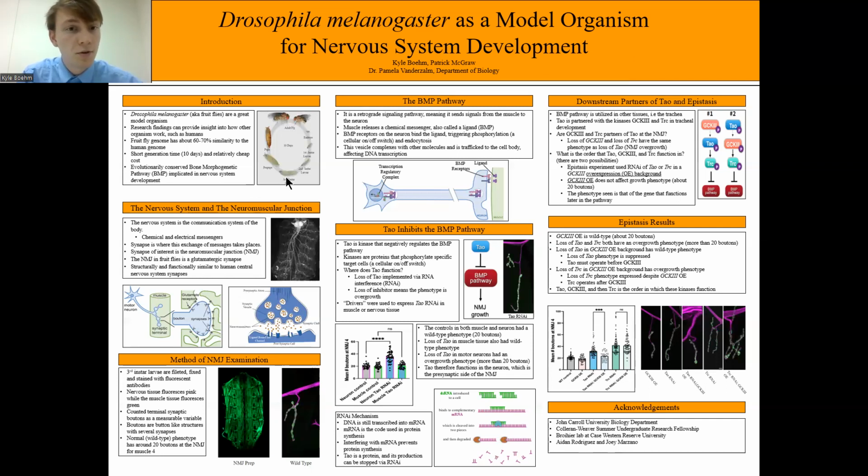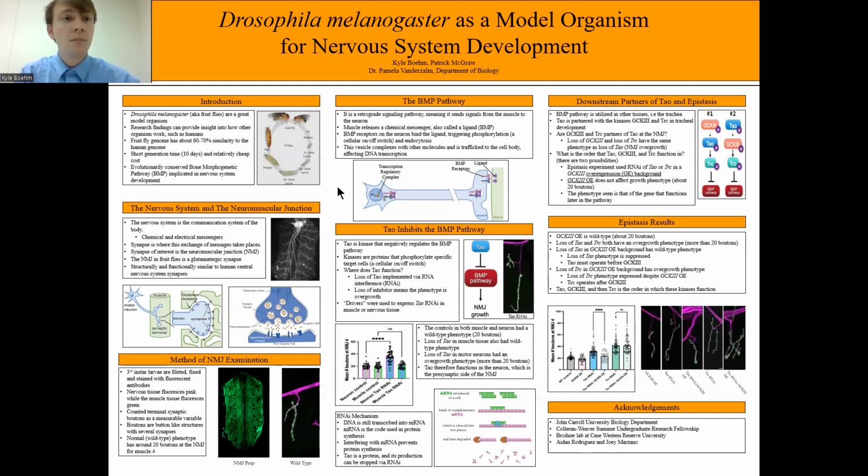So we look at the NMJ by doing an NMJ prep. So we'll take a third instar larva, which you can see here, and we'll fillet it open and stain it with fluorescent antibodies. Muscle will fluoresce green, nervous tissue will fluoresce pink. And then when you zoom in at an individual neuromuscular junction, you can see these button-like structures, which is akin to this in this diagram. And it just is a structure that houses the glutamatergic synapses. So in a normal wild-type fly, you'll see about 20 of these boutons in muscle floor.